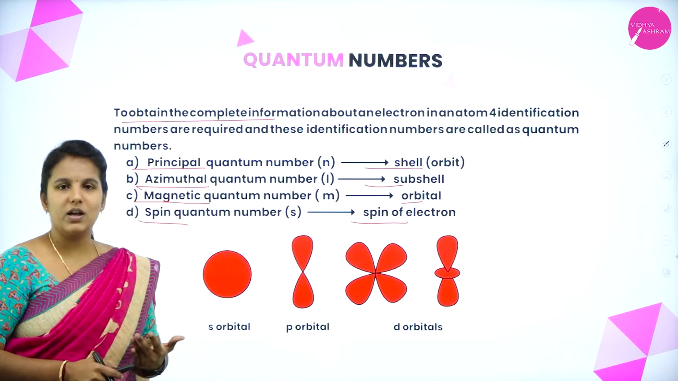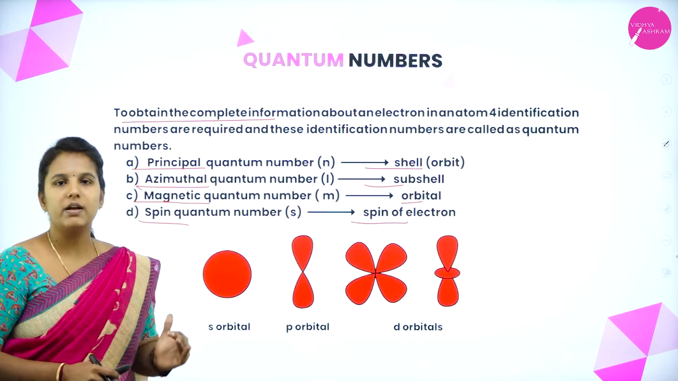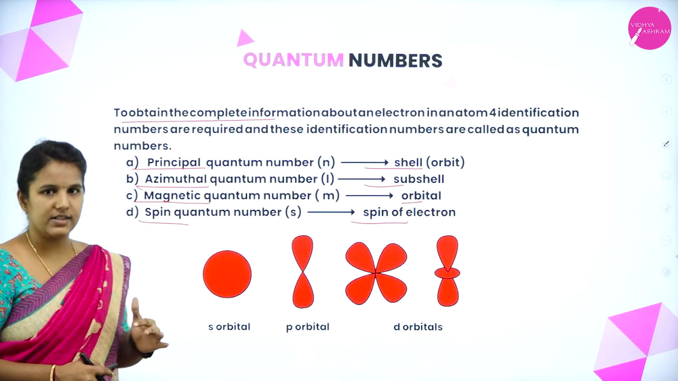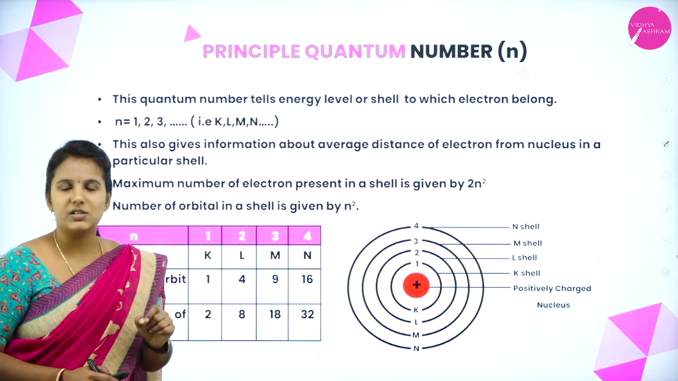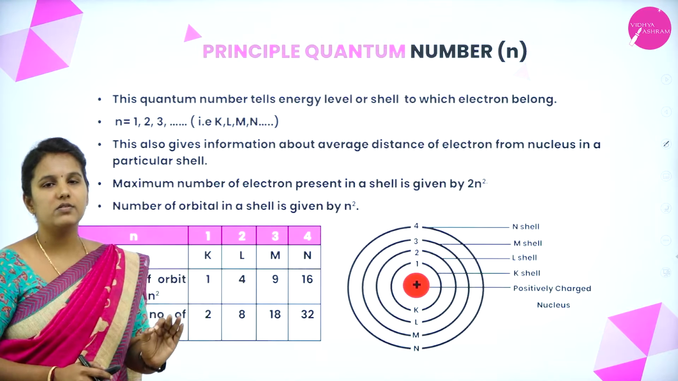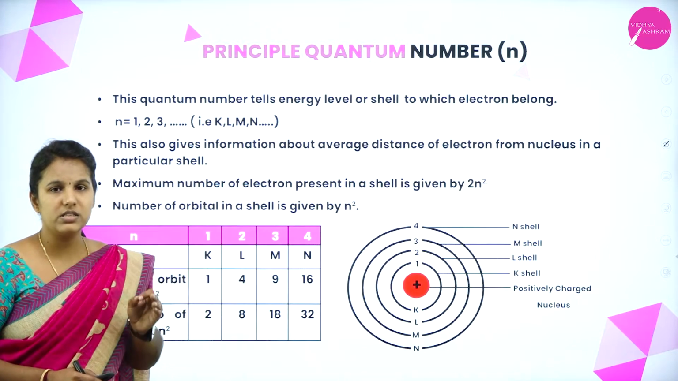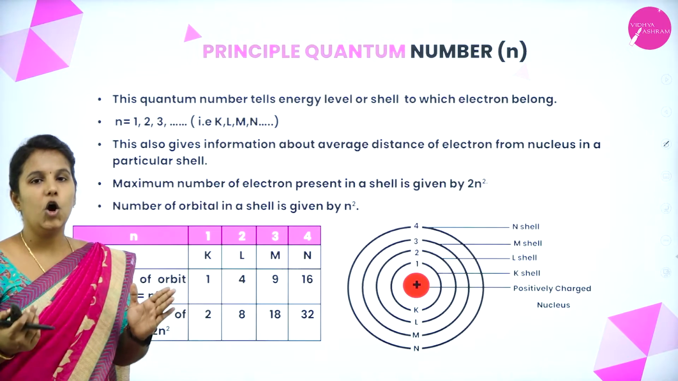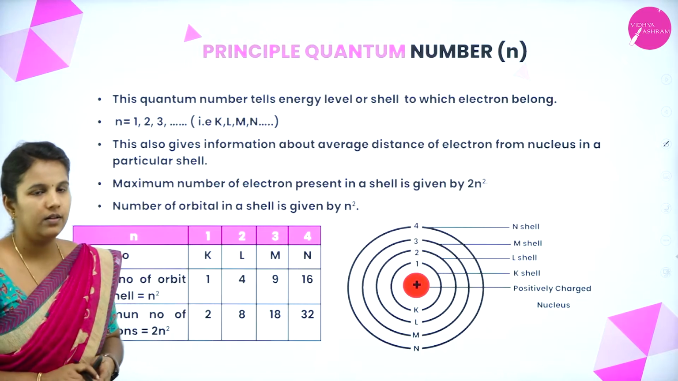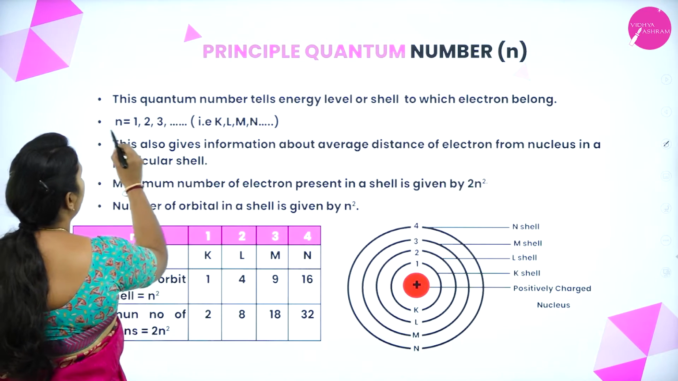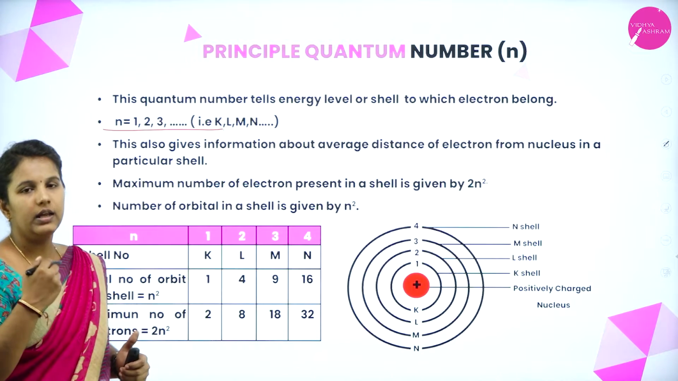Now let us start with the principal quantum number. What is the principal quantum number? How do we determine the shells by using that? The principal quantum number is represented by small n. This principal quantum number gives the information about the shell or the energy level in which the electrons are revolving. It is represented by n equal to 1, 2, 3, and so on.